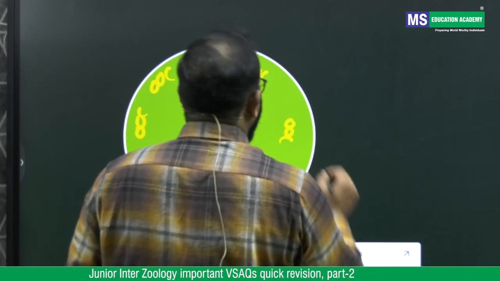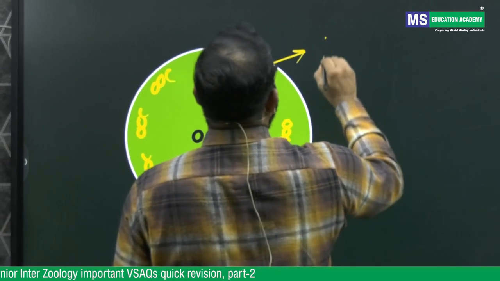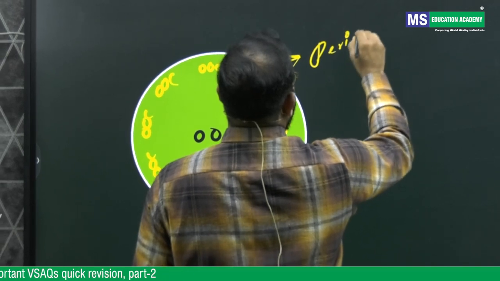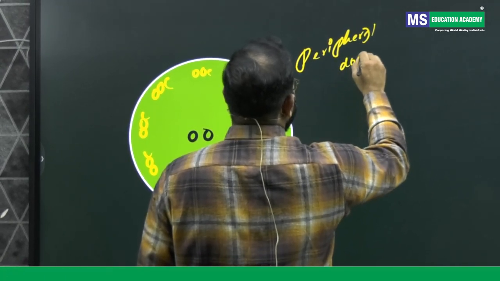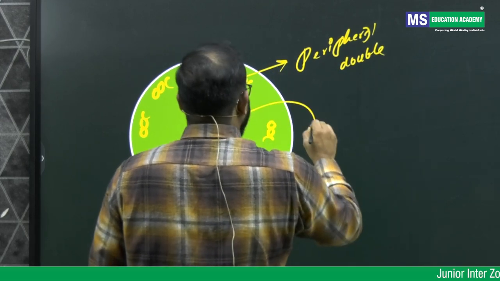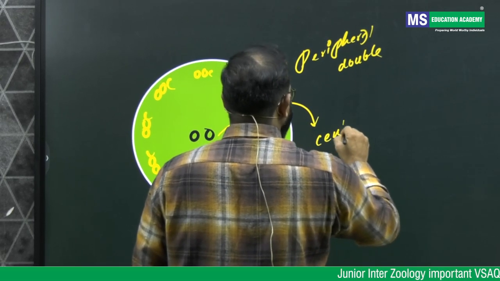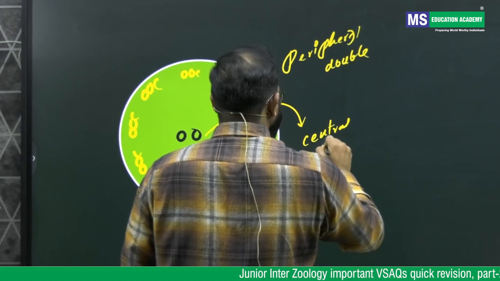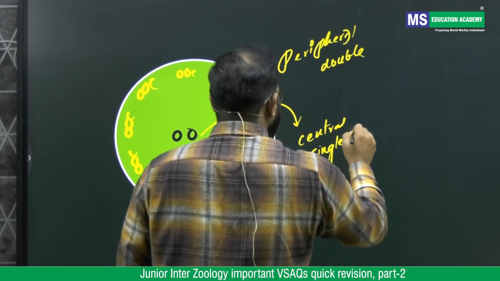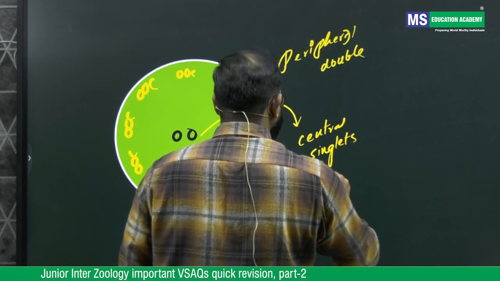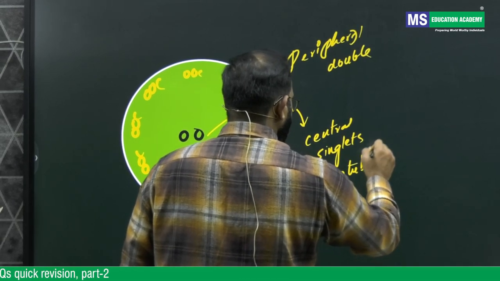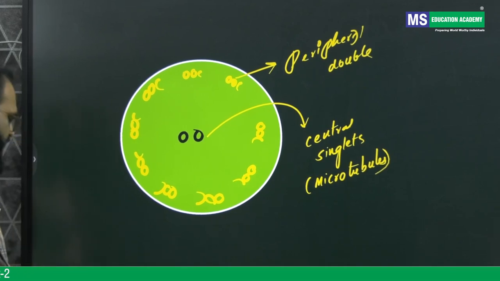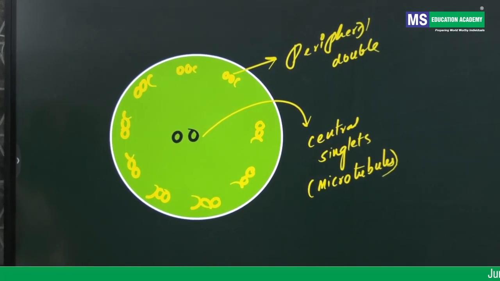Labeling is very important, students, here. These are peripheral doublets and two central singlets, that is microtubules. So diagram labeling is very, very important, students.